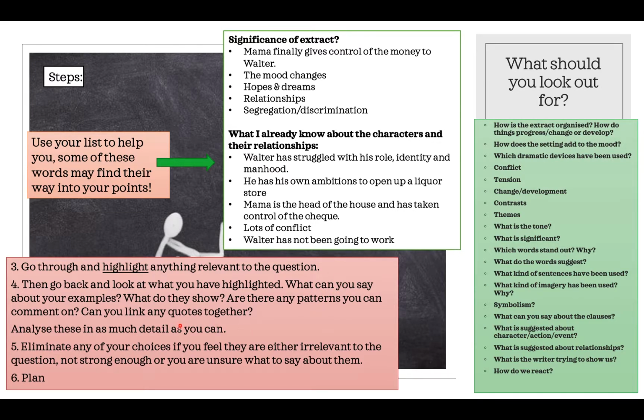And you may decide to link quotes together. So there may be something similar within a quote. Maybe it's a word that a character repeats, or maybe characters repeat each other's words. So then maybe you want to use more than one quotation for one point.